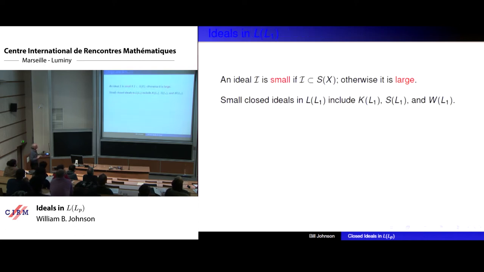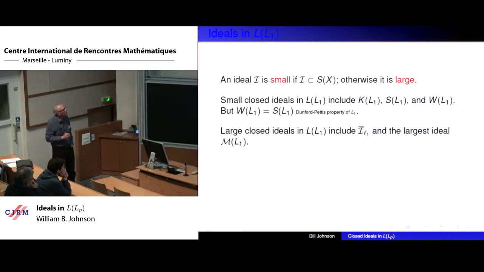Here I've repeated the definitions and to give examples of small closed ideals in L1, because I want to talk about L1 next, capital L1. The compact operators, of course, strictly singular operators, and the weakly compact operators. So why are the weakly compact operators on L1 small? Well, they're actually equal to the strictly singular operators. This is a classic result. These are just the same thing.